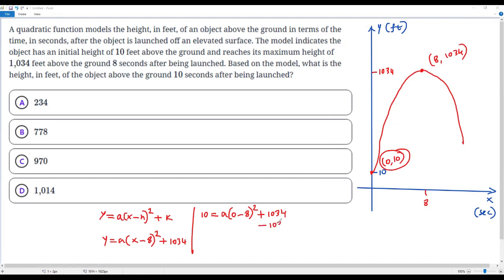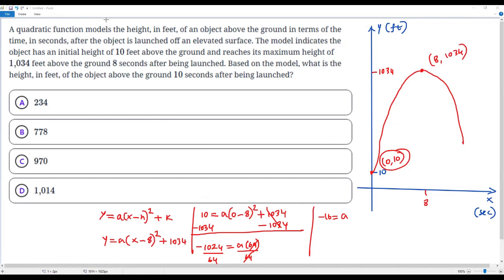Let me subtract 1034 from both sides of the equation. Then the positive and negative values will cancel out. When I simplify this, I get negative 1024 equals a times (0 minus 8), which is just negative 8. When I square negative 8, it becomes positive 64. Now we can divide both sides of the equation by 64. Then the 64 will cancel out. Let me divide 1024 by 64. Then we get 16. So the simplification on the left side is negative 16. On the right side, we have a. Here I got the value of a.